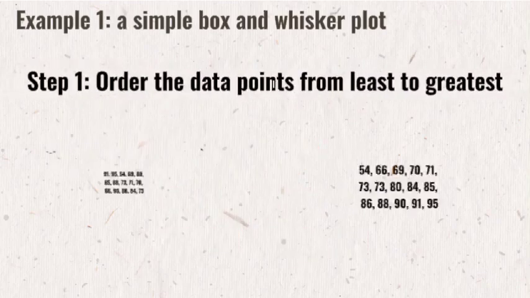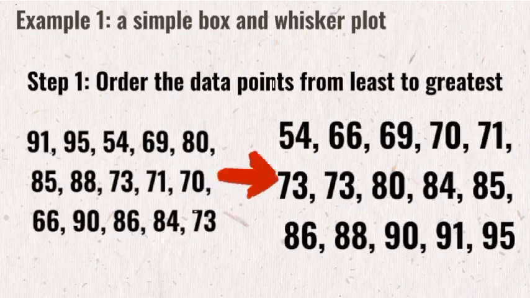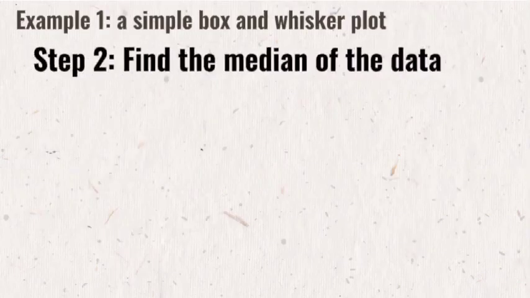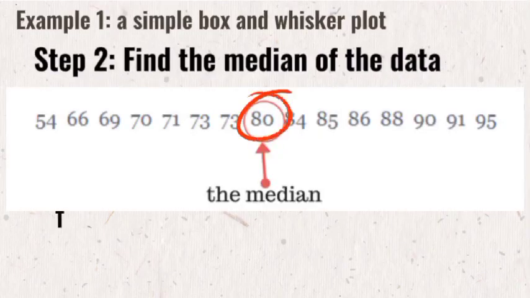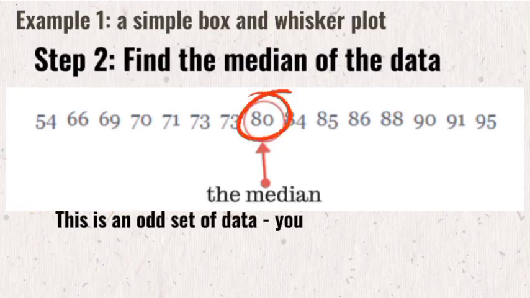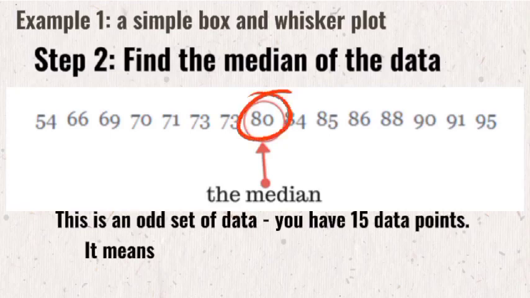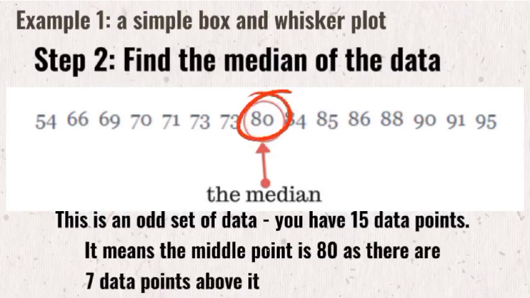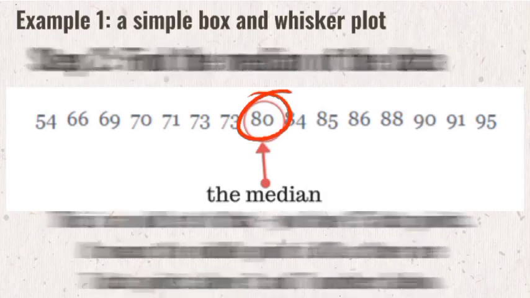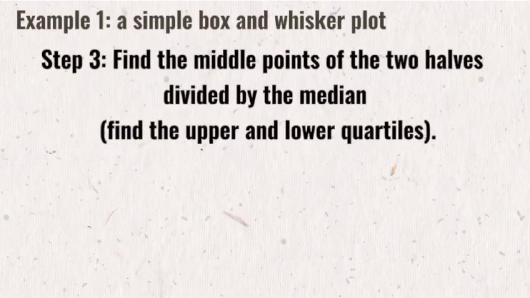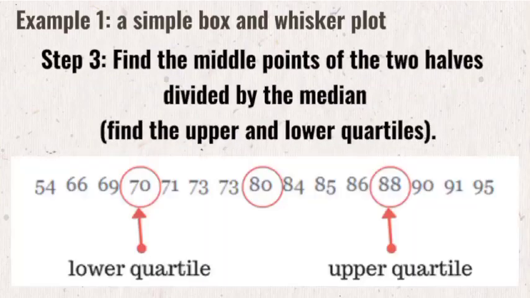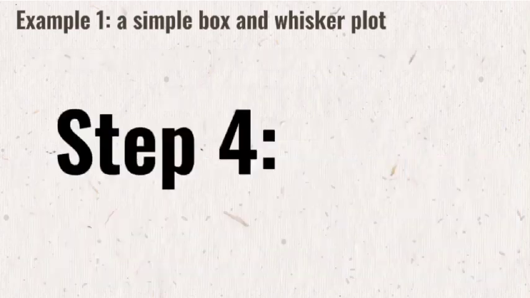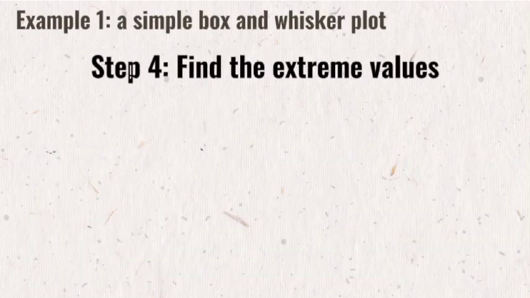Step 1. Order the data points from least to greatest. Step 2. Find the median of the data. This is an odd set of data. You have 15 data points. It means the middle point is 80, as there are 7 data points above it and 7 below. Step 3. Find the middle points of the 2 halves divided by the median. Find the upper and lower quartiles. Step 4. Find the extreme values.